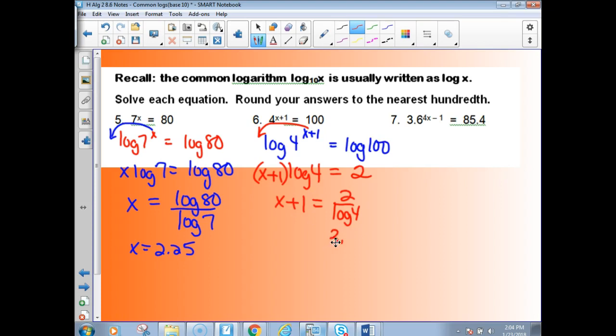Now I transpose my numbers in my head. We got 3.32, and you're going to subtract 1, so x would equal 2.32.